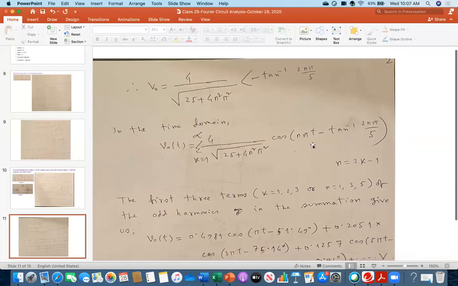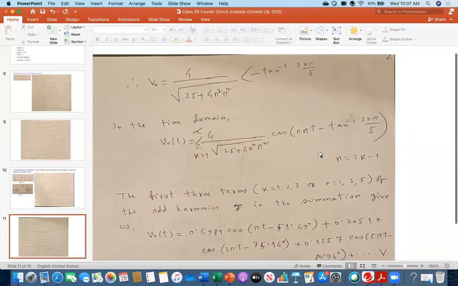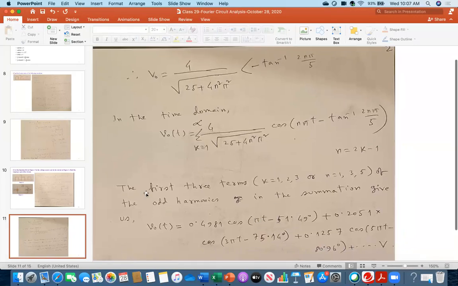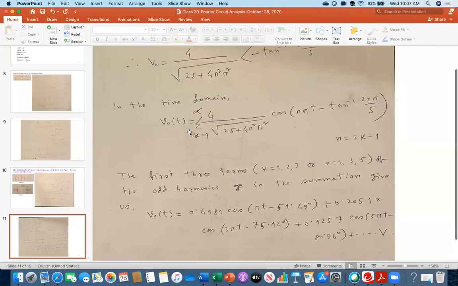Now, I mean, you are done here. I am just showing a few values. You may not need to do this. The first three terms: if you put k = 1, 2, 3 in this equation, or n = 1, 3, 5, and then calculate, you will get some result.